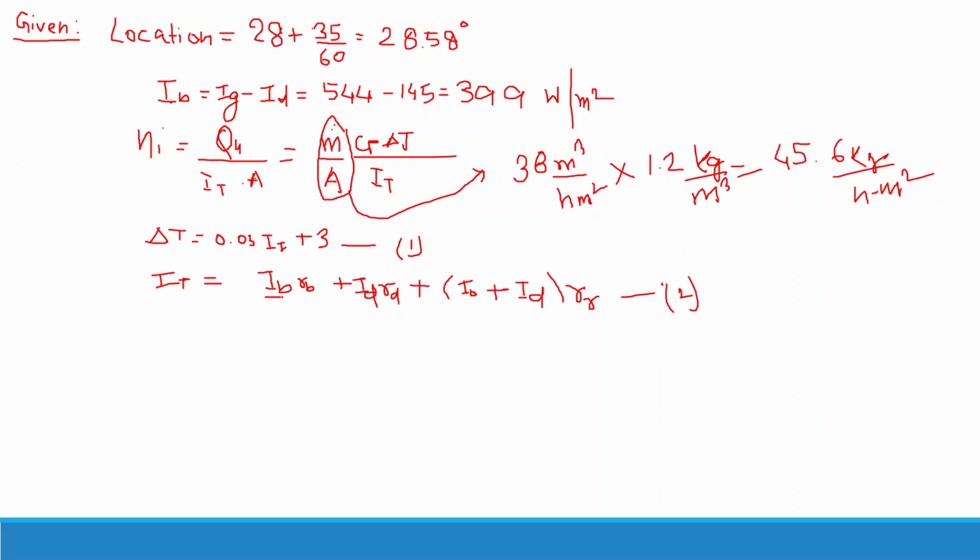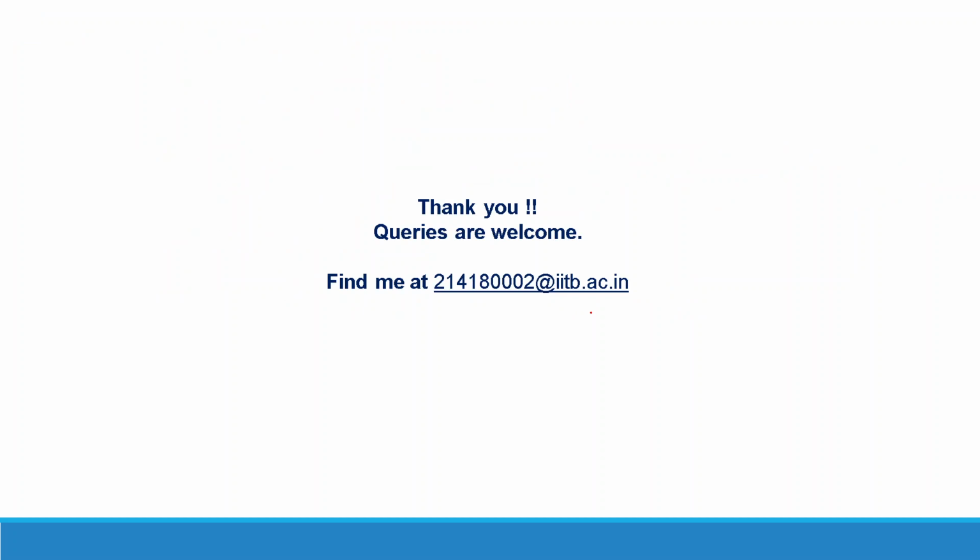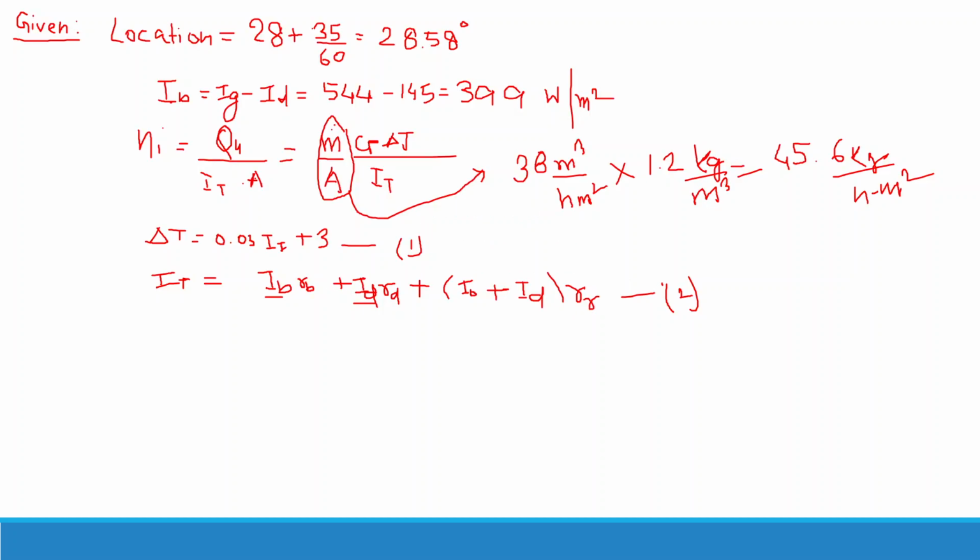Now you know the IB value. IB is 399. You know the ID diffuse radiation value also, 145. Now you need to calculate the RB, RD and RR values. So how can you calculate it? There is a specific relation to calculate them. First thing is that you need to know the delta. So why do you need to know delta? First thing is that you need to have this RB value.